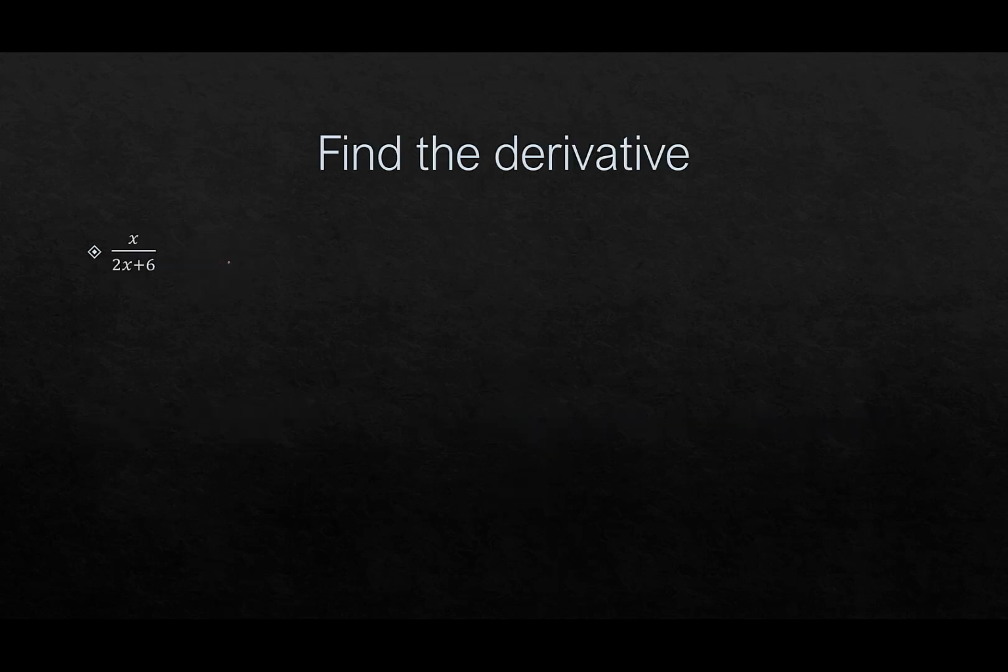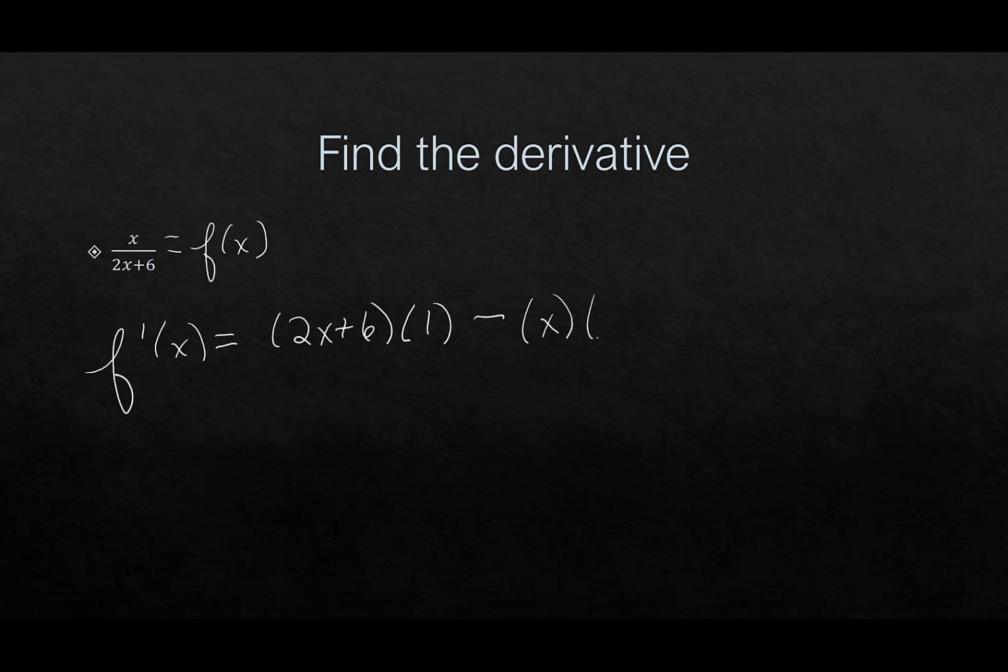So let's go back to our x over 2x plus 6. And remember that was f of x. And let's try this low d high. So f prime of x. Low, put in parentheses, 2x plus 6. D high, derivative of x is 1. Minus high, which is x. D low, derivative is 2, all over the bottom squared.